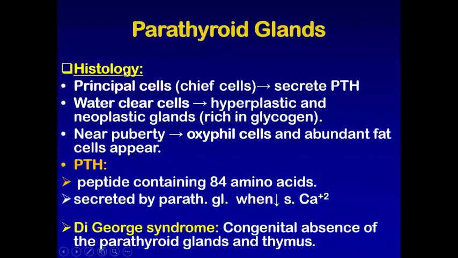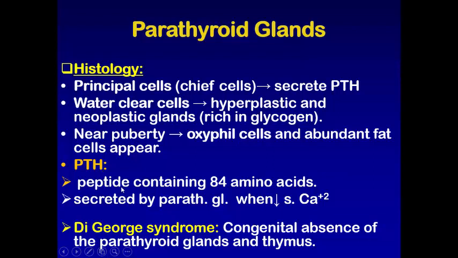Histology of parathyroid gland. There are principal cells, also called chief cells, which are responsible for secretion of parathormone. Also, you may find water clear cells. They are usually found in hyperplastic and neoplastic glands. These cells are rich in glycogen. Also, near puberty, we may find oxyphil cells and abundant fat cells.